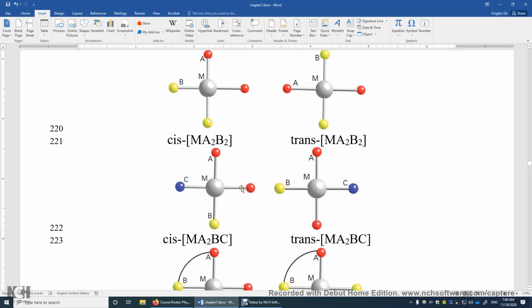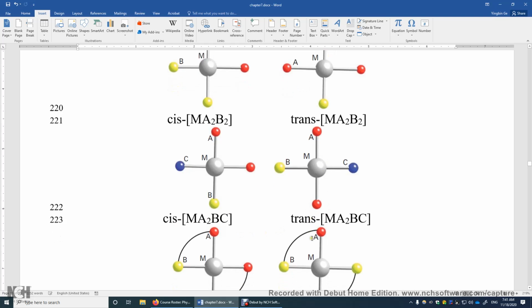In here you have 3 types of ligands. You have 2 A's, 1 B, and 1 C. In this case, you look at the positions of the 2 A ligands. Over here, these 2 are on one side, B and C on the other side. Over here, the 2 A's are on the opposite sides. And then we also name this cis, we name this trans.